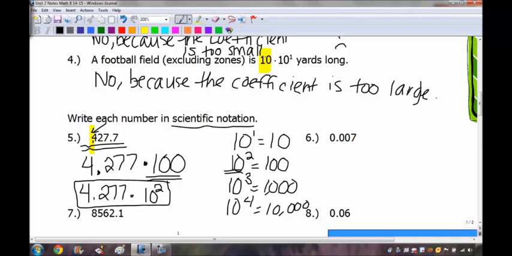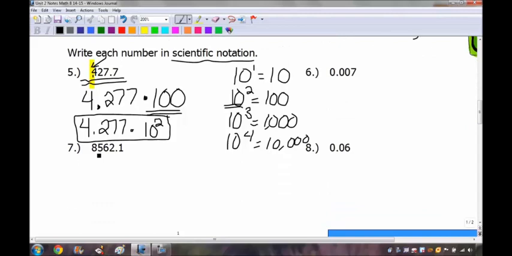100 times 4.277 is 427.7, okay? We're going to skip to number 7. We're going to try this one together.